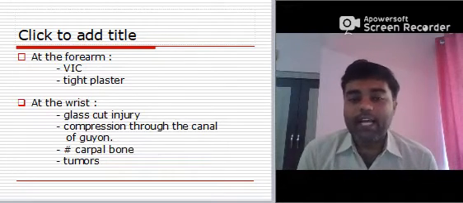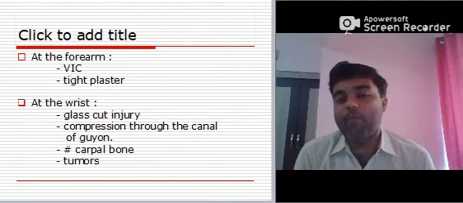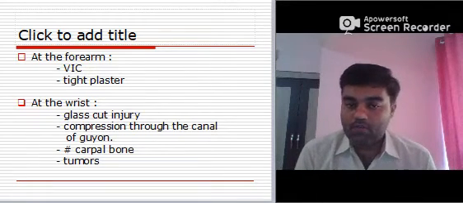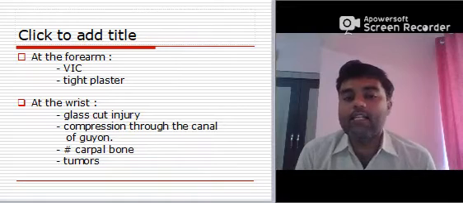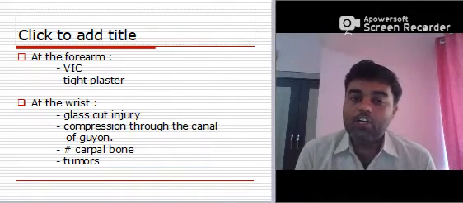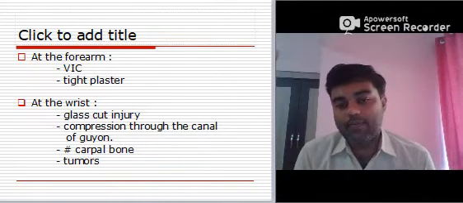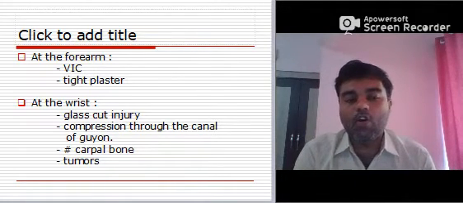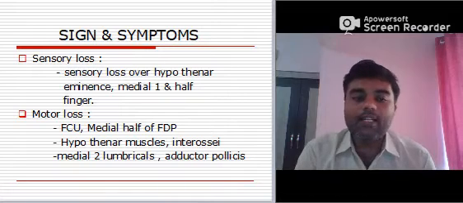At the forearm: VIC, meaning Volkmann's ischemic contracture, and tight plaster. At the wrist joint: cut injury, compression through the canal of Guyon, fracture of carpal bone, and tumors. These are the causes. Now, what are the signs and symptoms?